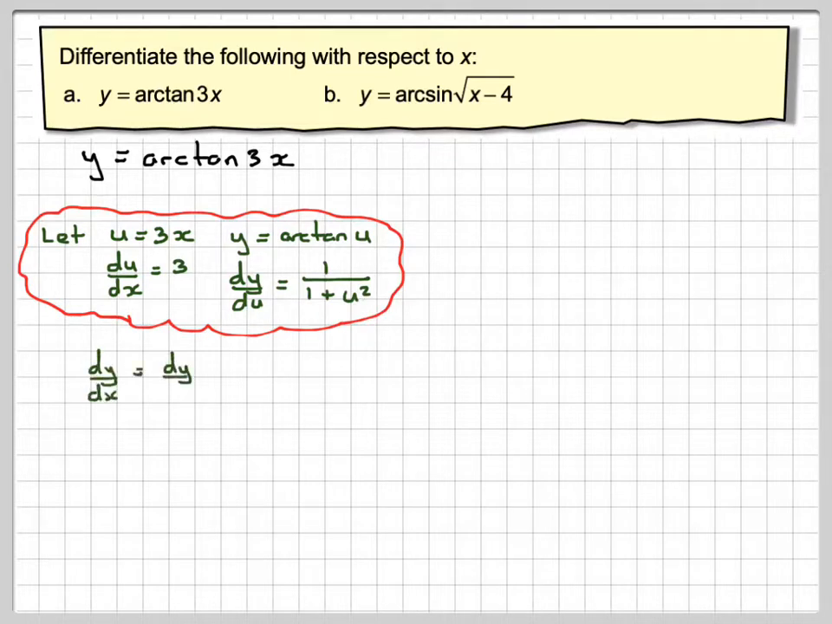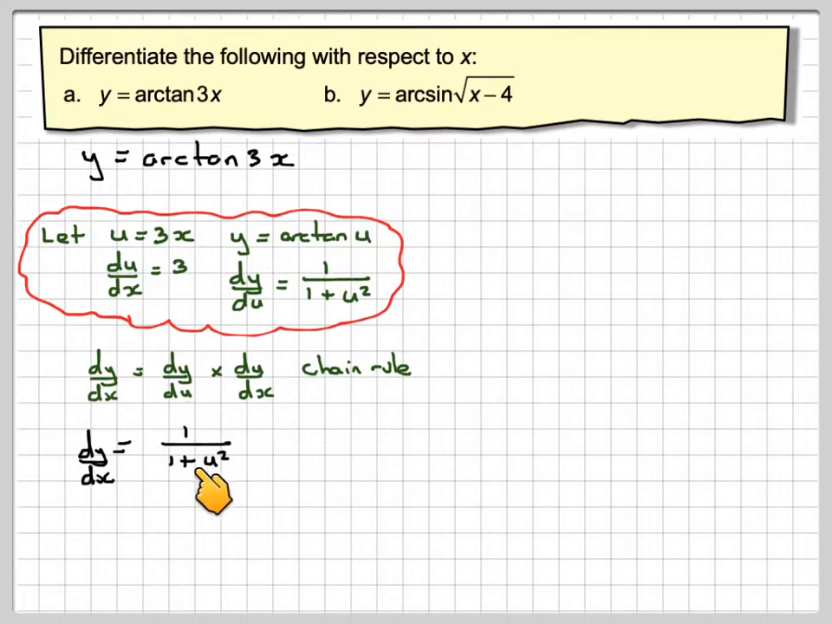Okay, the chain rule says dy by dx is dy by du times du by dx. This is the chain rule. So dy by dx will be equal to dy by du, which is 1 over 1 plus u squared, times du by dx, which is 3. Right, it was my invention to make u equal to 3x. So what I'll do now is replace it back in.